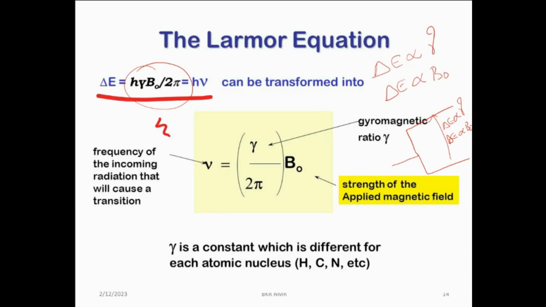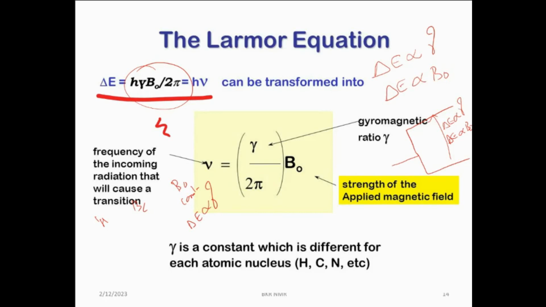Yes, ma'am. So now tell me, if I take hydrogen and if I take carbon, will they have the same splitting energy in a constant magnetic field? Suppose I keep B0 constant. Then delta E becomes proportional to gamma. So will these two species have the same splitting energy? No. Why? Because both have different gyromagnetic ratios.